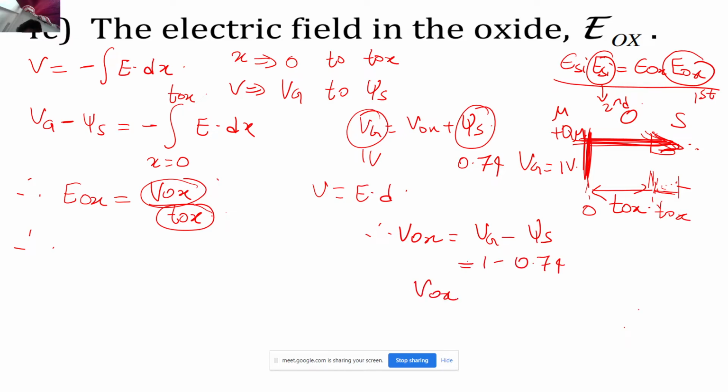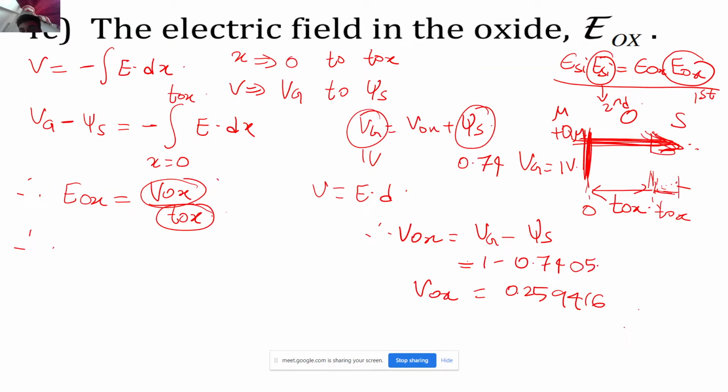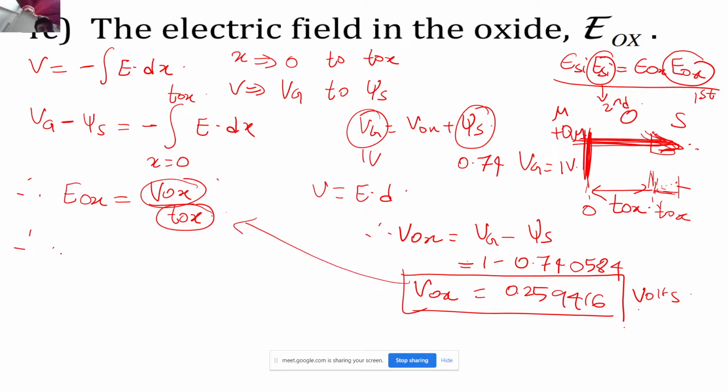So what is the value of Vox that I will be getting? It's nothing but 0.259416 volts. If you put in the exact value, you will get this answer of Vox. Correct? Now let me put this in the equation for Eox.